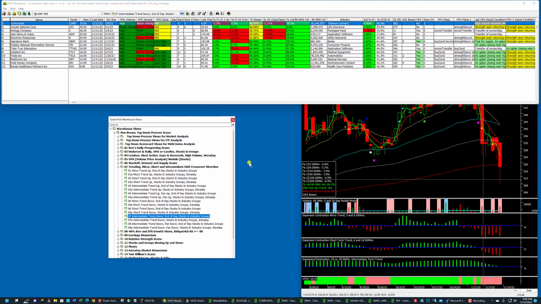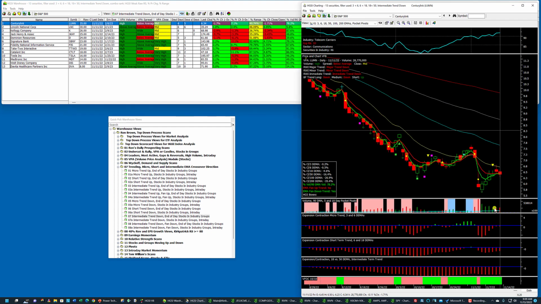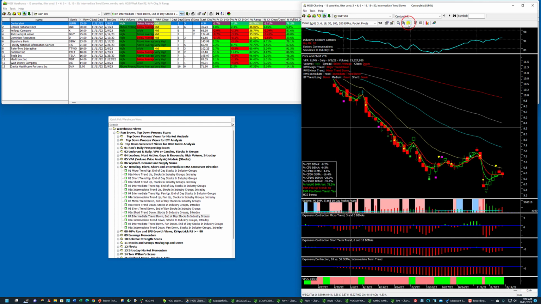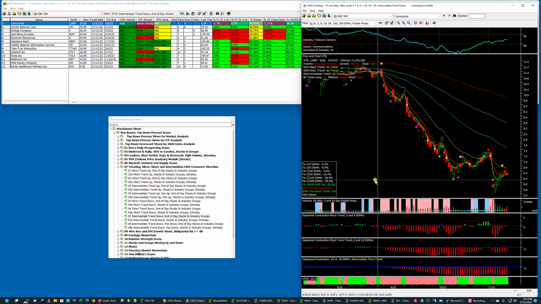Let's go to the next one, which is intermediate term trend down also. And you can see that all of these histograms are below the 0 line. Had a little rally here and then a gap down, more than likely on earnings. This is CenturyLink, and you can see that if I zoom out, okay, there's an original short here and then another one here. This one just popped above for one day, and then it continued, but the fan was in a strong downtrend.